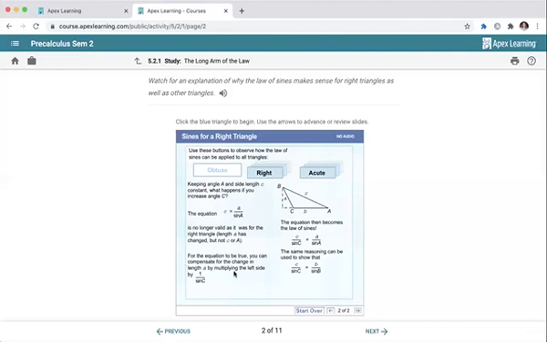In order for this equation to be true, you can compensate for the change of length by multiplying the left side by 1 over sine of C, 1 over sine of C. With an acute triangle, same thing, 1 over sine of C.